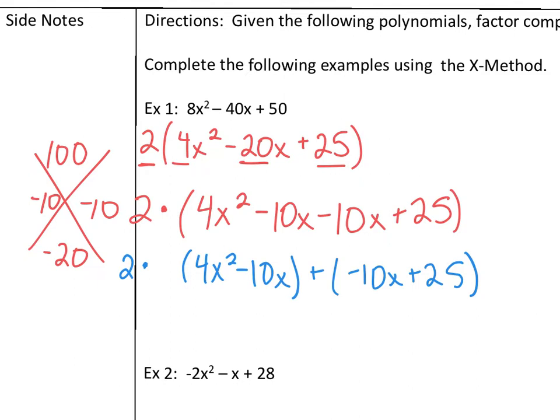GCFs. First set of parentheses. What is it? 2x. What's going to be left? 2x minus 5. Next set. -5. And what's going to be left? 2x minus 5. Do they match? Yep. Good.